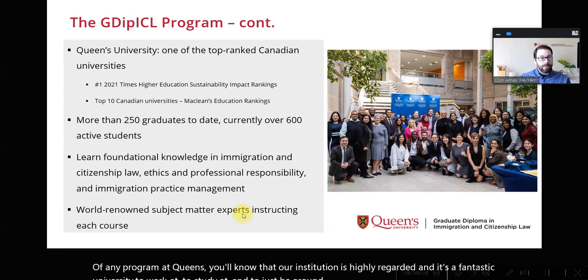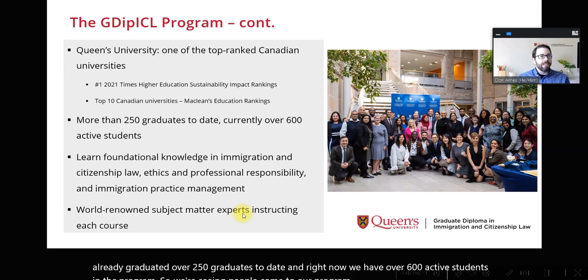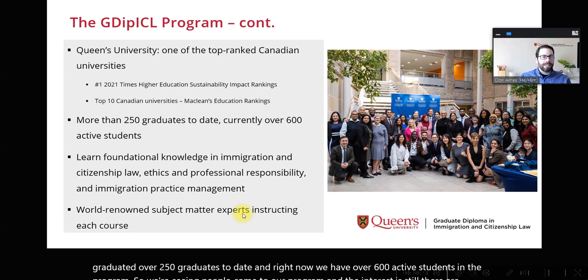Our program itself, though, we've already graduated over 250 graduates to date. And right now we have over 600 active students in the program. So we're seeing people come to our program, and the interest is still there. Our admission cycle is extremely competitive. So we know that people are really interested in getting into our program.